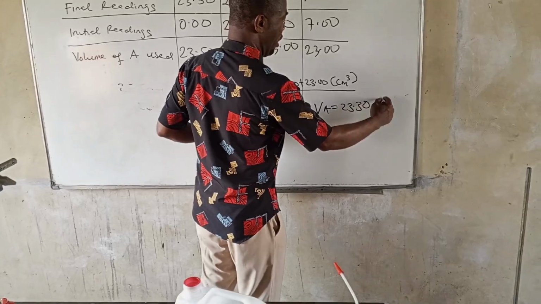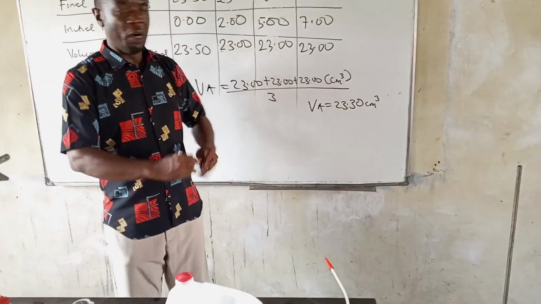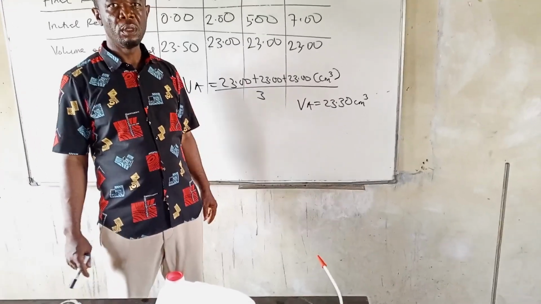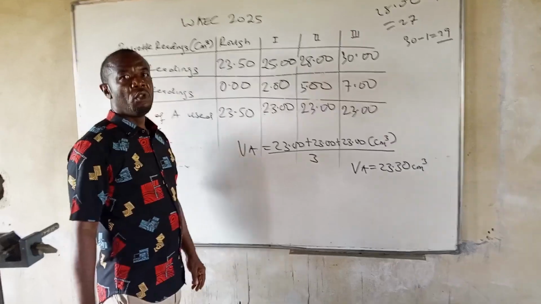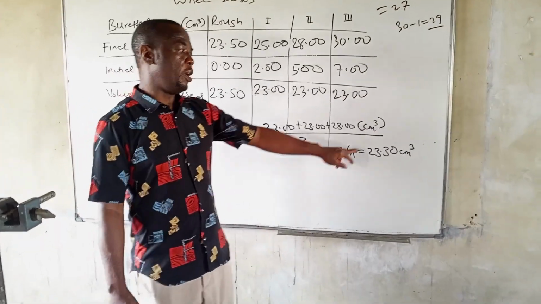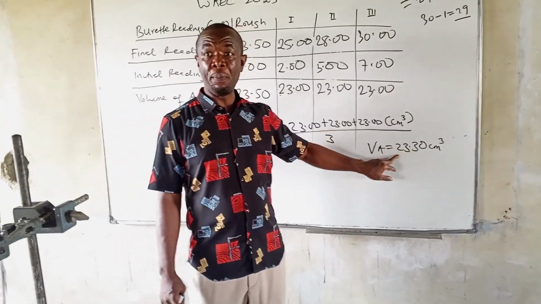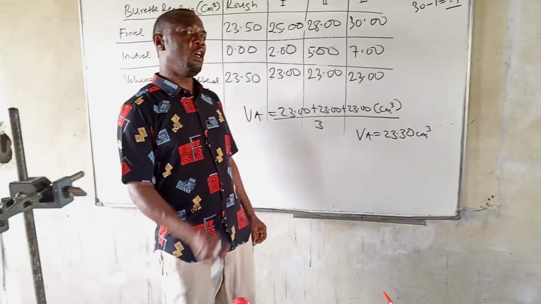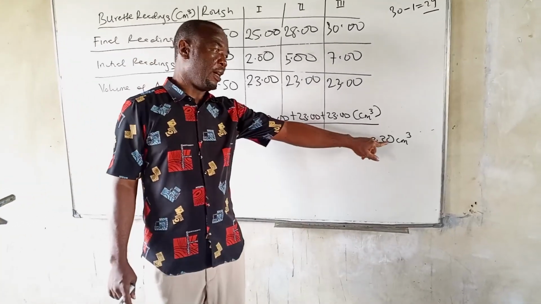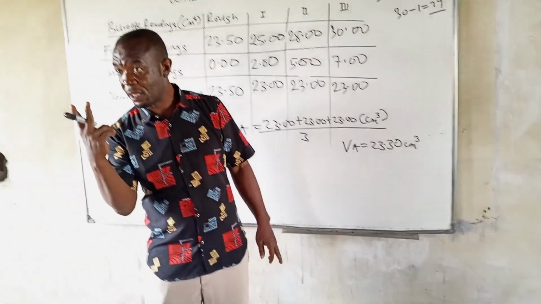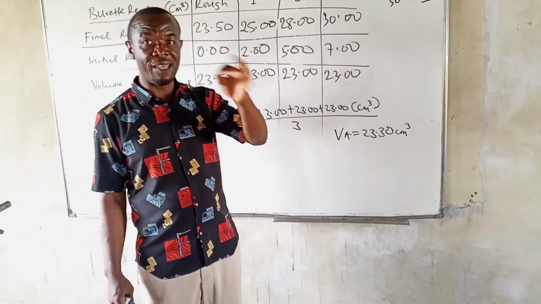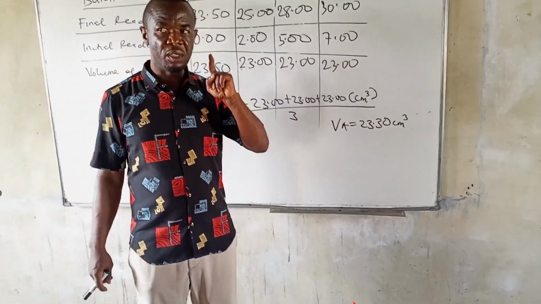Please, when you divide, the calculator cannot give you 23.30. It will only give you 23 point what? Point 3. So use your IQ and put what at the back? 0, to make 2 decimal places. Don't write 23.3. It's 23.30. And the unit.